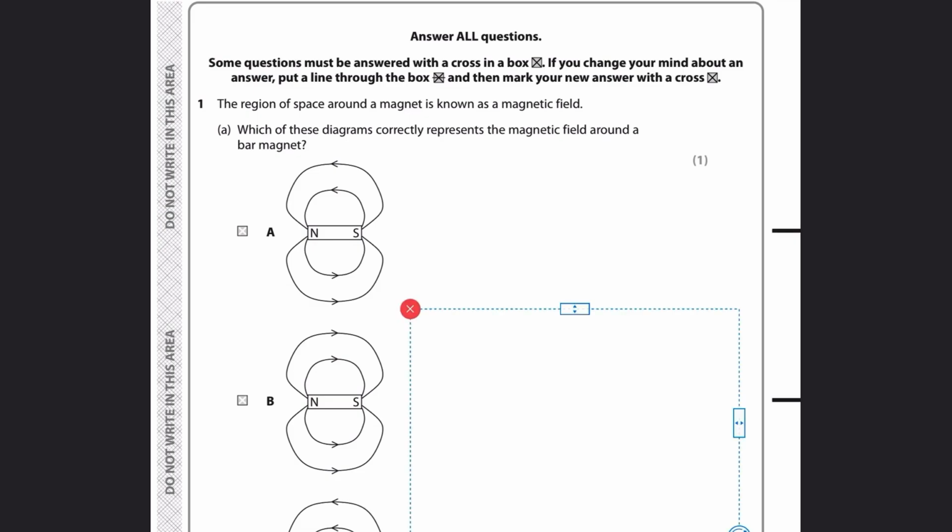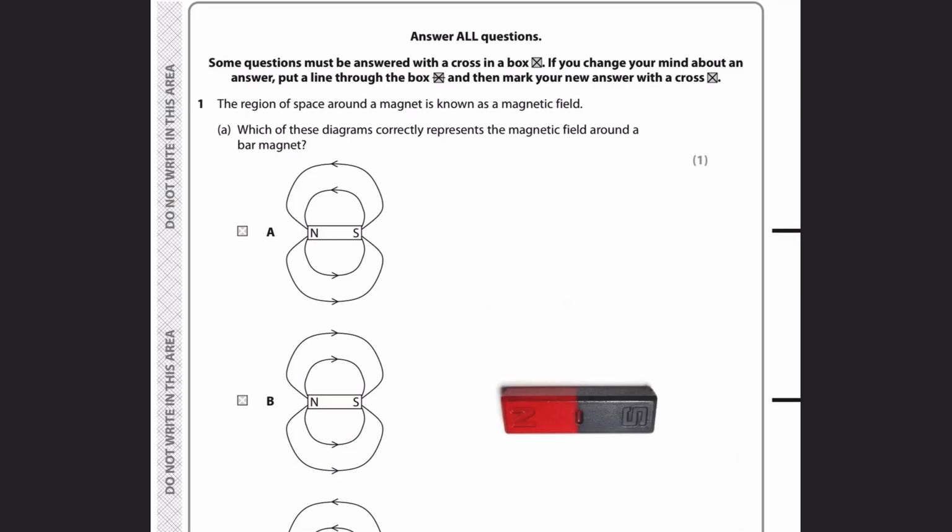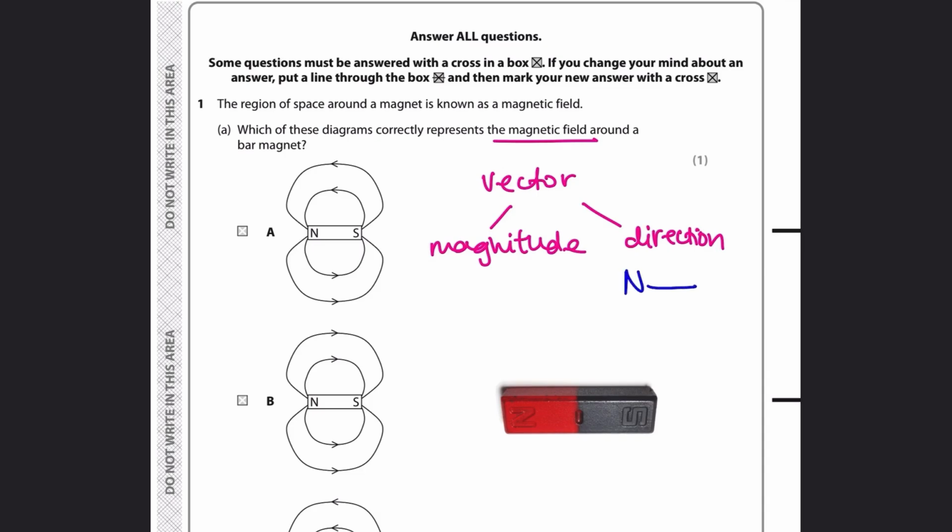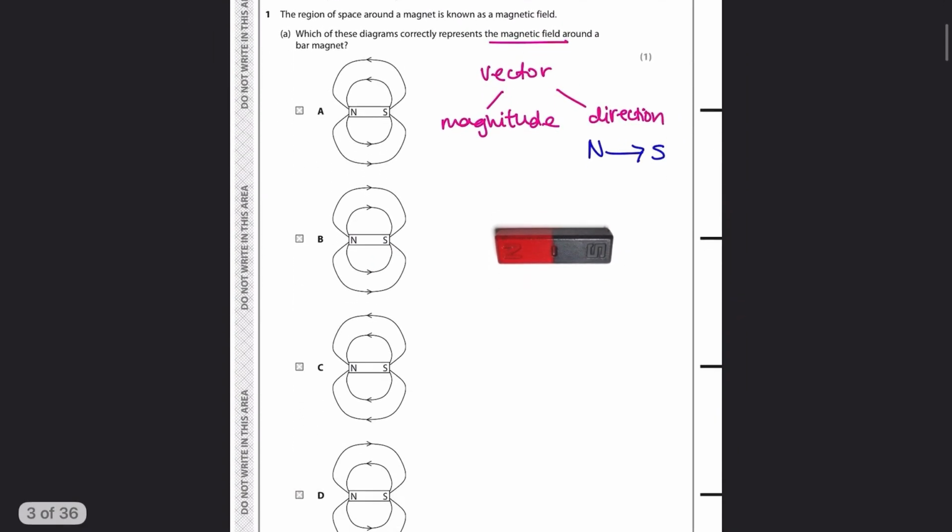Now, just so you guys know, a bar magnet looks like this. You might have used it at school or seen it somewhere. It looks like a bar. The thing about magnetic field is that you need to appreciate that it's a vector. And vectors have both, as you remember, magnitude and direction. Now, the direction is important here because the direction of magnetic field is always from north to south, and once you know that, you should be able to answer the question.